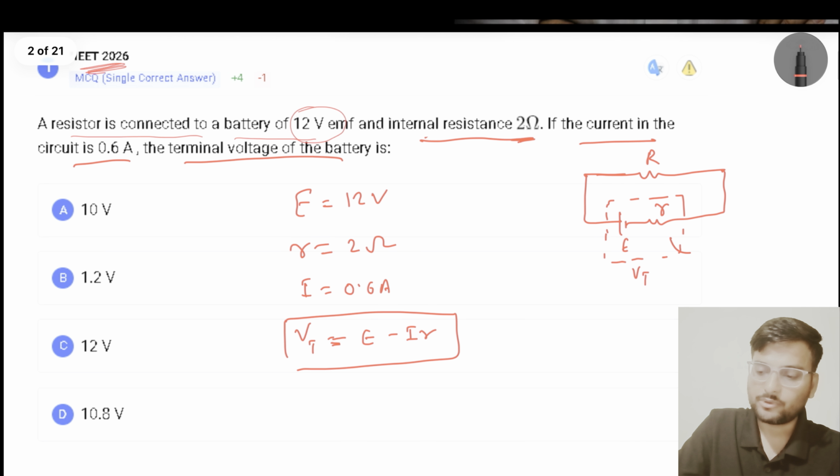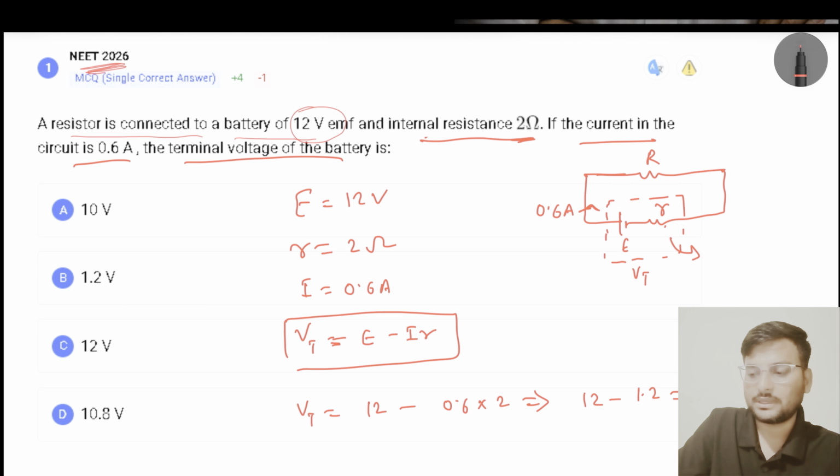They are talking about only the VT part, where I is given to you, that is 0.6 ampere, and r value is given, E value is given. So we can find it easily: E is 12 volt minus I, which is 0.6, into 2. So 12 minus 0.6 times 2 is 1.2. So 12 minus 1.2 becomes 10.8 volt, which is the correct answer. So option number D is the correct answer. That is a very simple question.